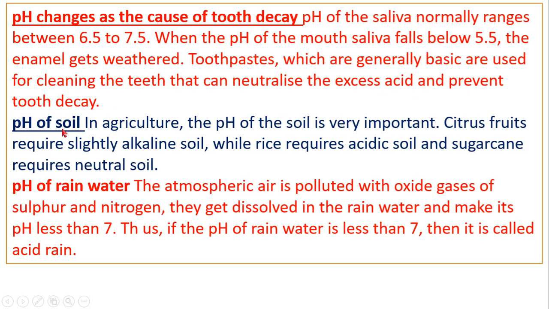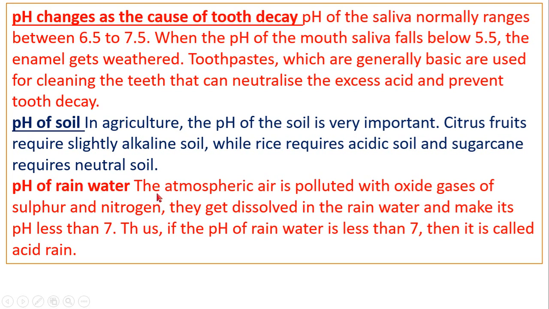Now, pH in soil. In agriculture, the pH of the soil is very, very important. What are citrus fruits? Lemon, orange. These are citrus fruits. Citrus fruits require slightly alkaline, basic soil, while rice requires acidic soil, and sugarcane requires neutral soil, both acidic or neutral.